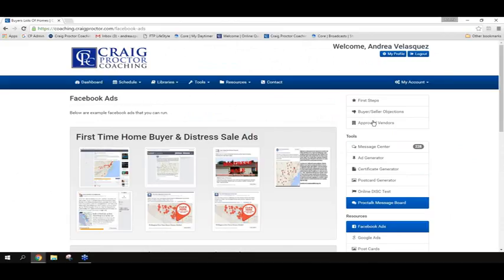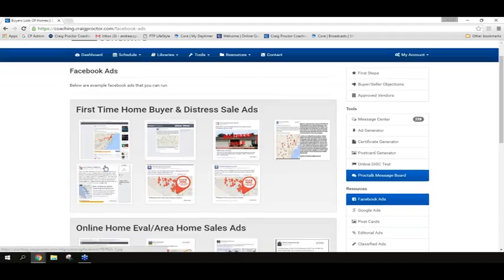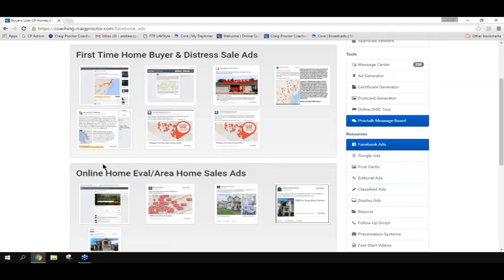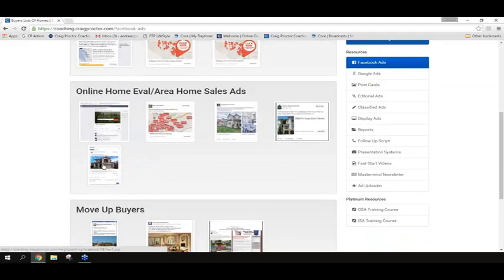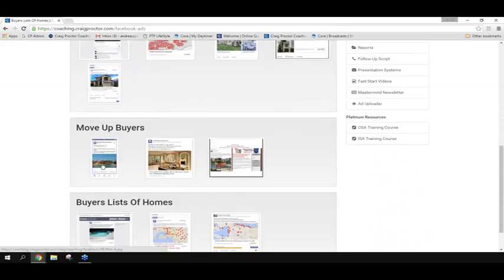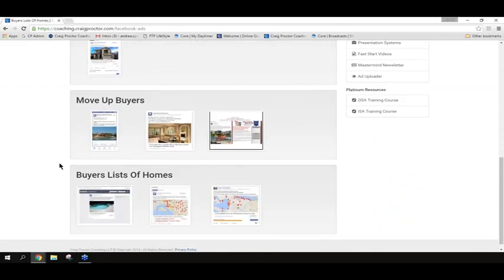Okay. Over here under the tools, all these options are going to go down to where it says resources, and Facebook ads is the first option. You just click on it. And if you click on any of the ads, scroll down. We've got them categorized. Facebook ads that target first-time buyers, that target sellers, that target move-up buyers, and we are adding more daily.